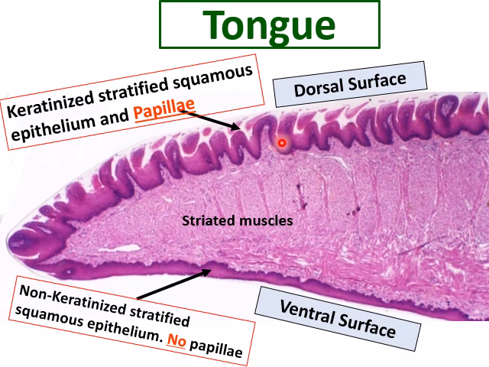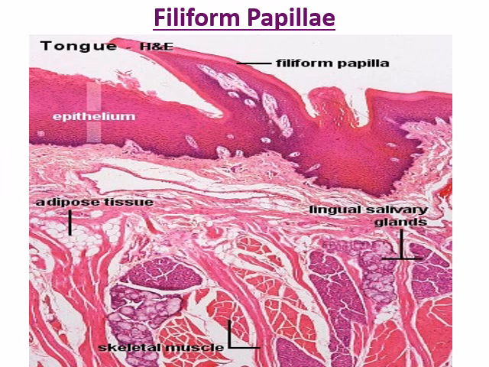Here, dear students, this tongue contains mainly filiform papillae, many filiform papillae and some fungiform papillae, and this is important as this is the human tongue. This is the filiform papillae covered with keratinized stratified squamous epithelium, and this is the raised papilla. It appears conical in shape, and here are the muscles and the lingual glands.